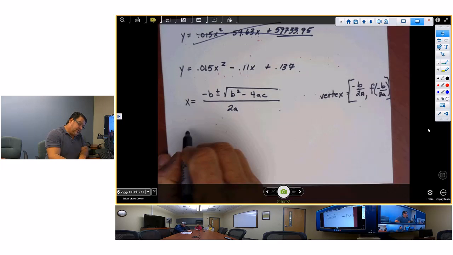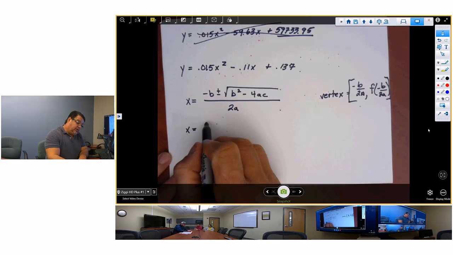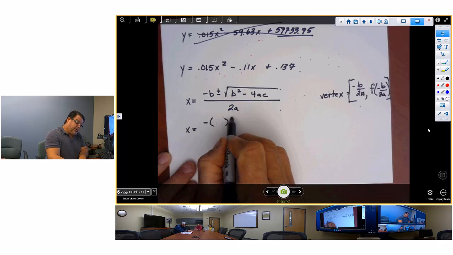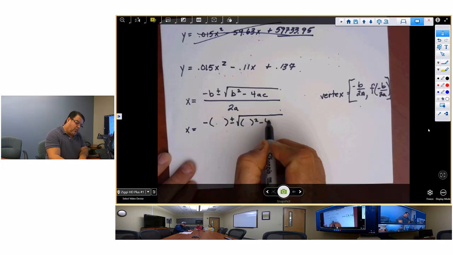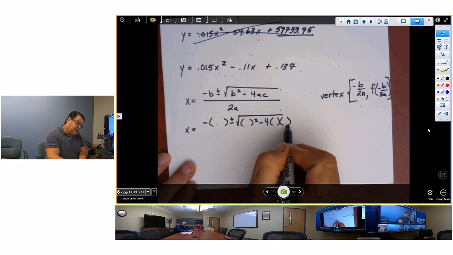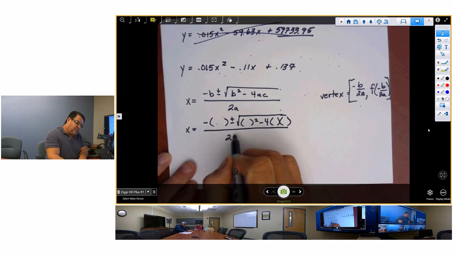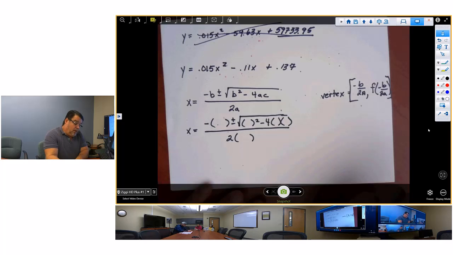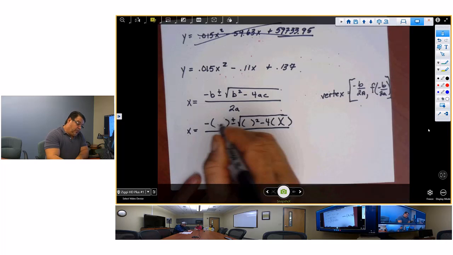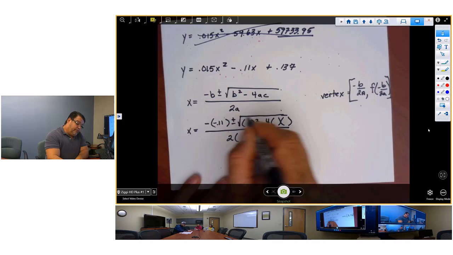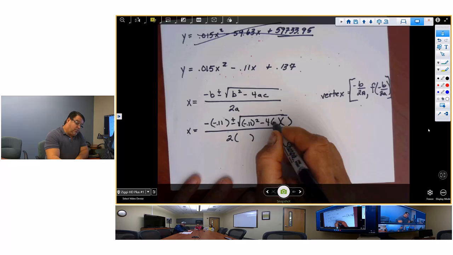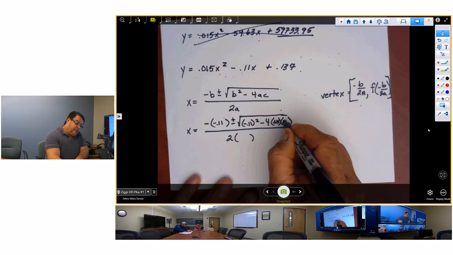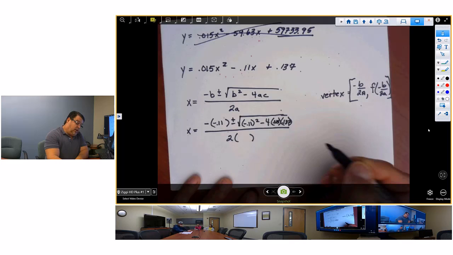So x is equal to negative parentheses plus or minus the square root of parentheses squared minus 4 times parentheses over 2 times parentheses. And b is negative what? 0.11. And a is 0.015 and c is 0.137 and a is 0.015.